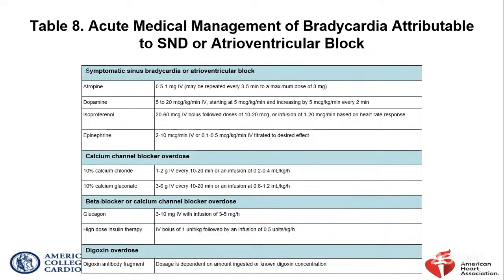So this table from the AHA is just talking about the medical treatments for reversible causes, mainly those that are due to medication overdose. For patients with calcium channel blocker overdose, you can give them calcium gluconate, calcium chloride. For those with beta blocker overdose, you can use glucagon or high-dose insulin. For those with digoxin, digoxin antibody fragments. And then for patients with symptomatic sinus bradycardia or AV block, your atropine, epinephrine, those come into play.